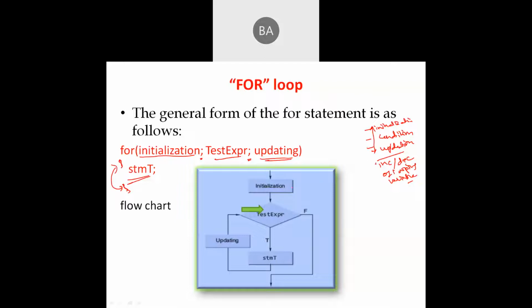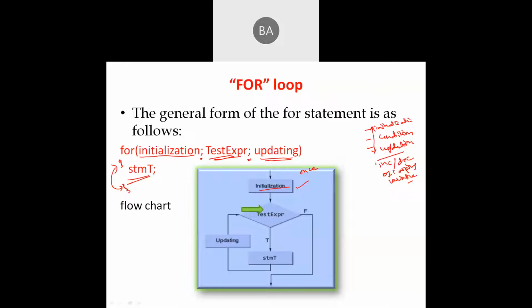This is the flow chart for this for loop. Initialization is executed exactly once, when we enter the for loop the first time. From the second iteration onwards, the initialization will not be executed. Only the test expression is evaluated, and if it is true, it will continue with the execution of the body.